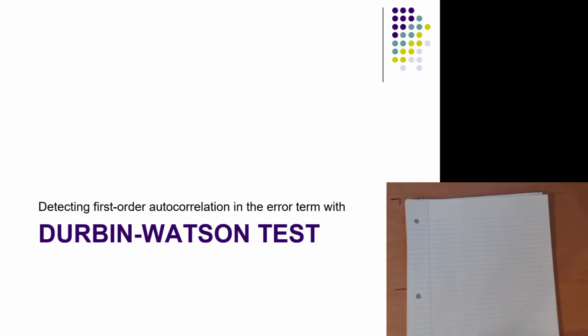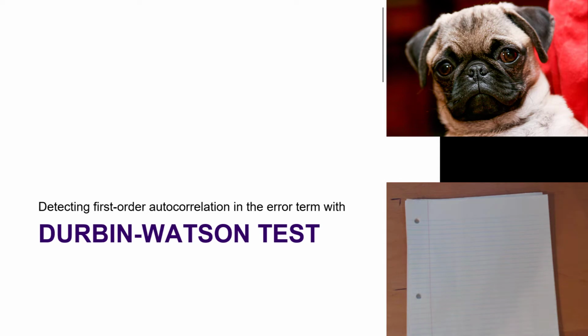Whereas positive autocorrelation is kind of like a little smile, a very devious little smile. A positive error is followed by another positive error. A negative error is followed by another negative error.